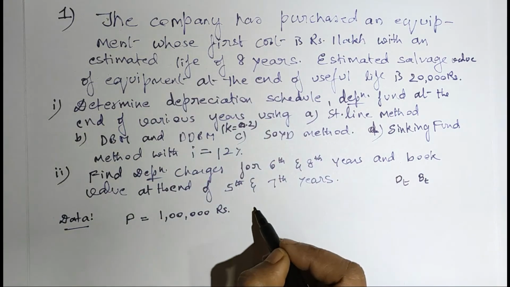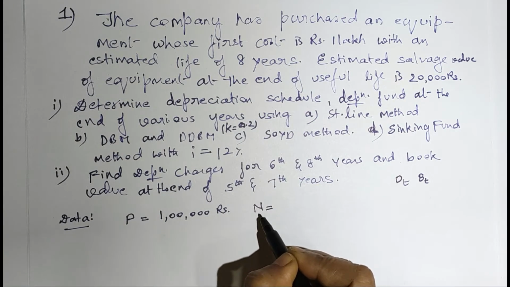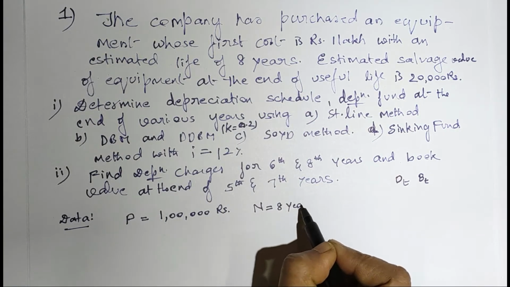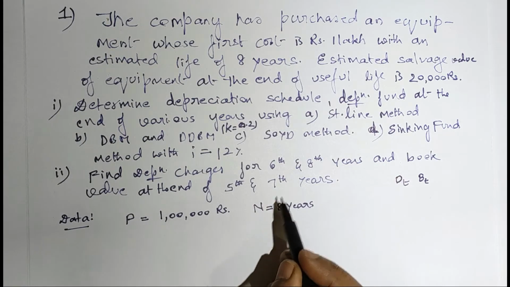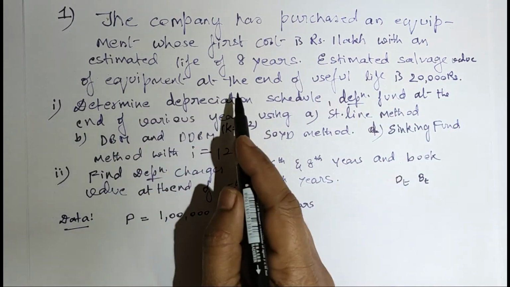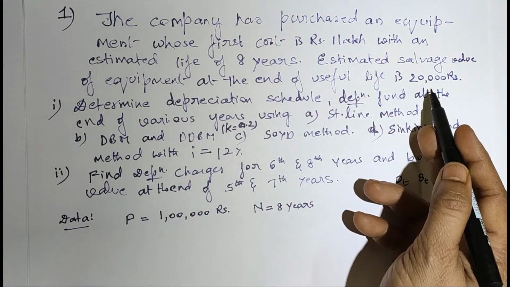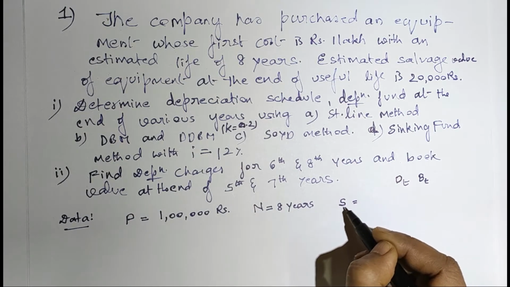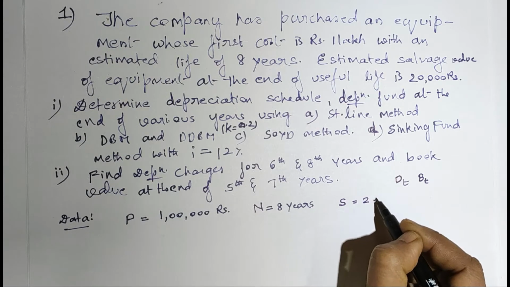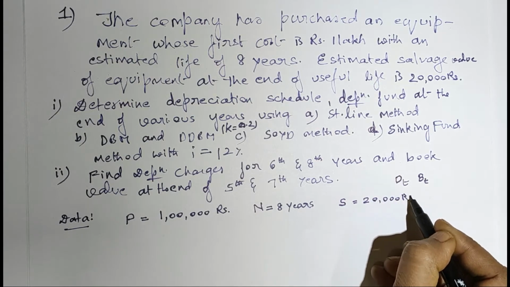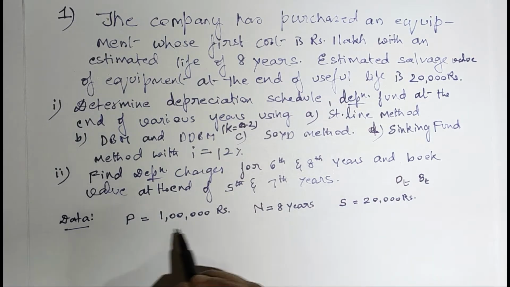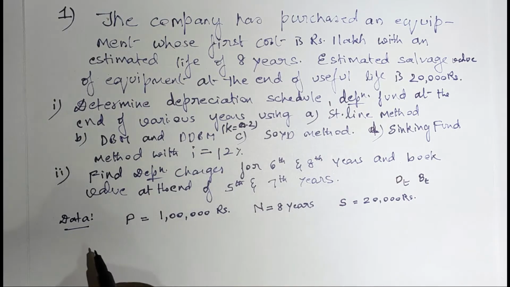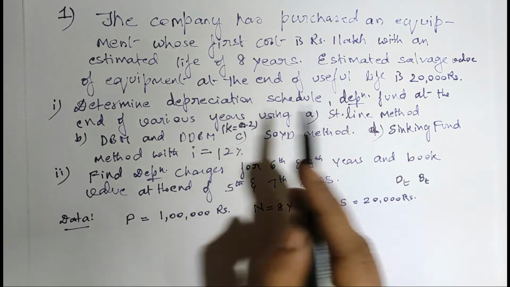Estimated life of 8 years. Life, let us take it as N, 8 years. Now, estimated salvage value of equipment at the end of useful life is 20,000. So, salvage value, the notation used is S, 20,000 rupees. Now, with this data, let us continue solving the problem.